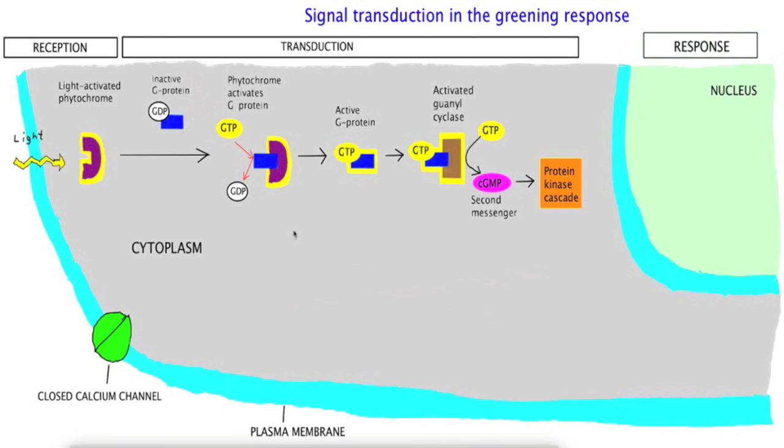So this whole process is initiated by light. What does the light do? The light activates the phytochrome. That's right. So here's the phytochrome. And then what does the phytochrome do? The phytochrome activates the G protein, and then the GTP kicks off the GTP. Well, okay, yeah. Sorry. I think you were doing pretty good.